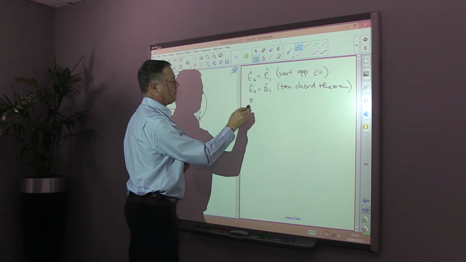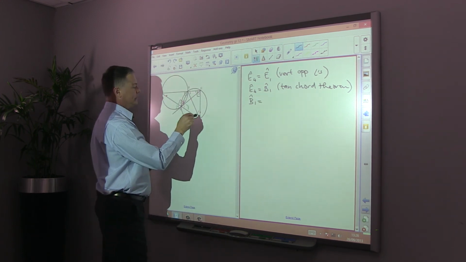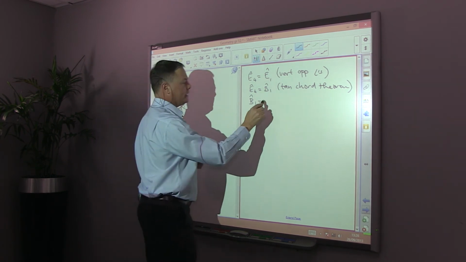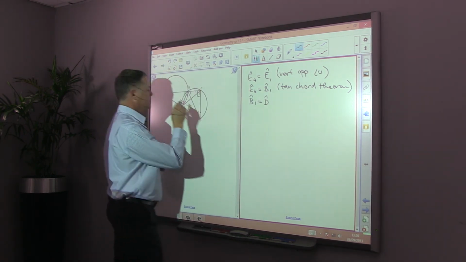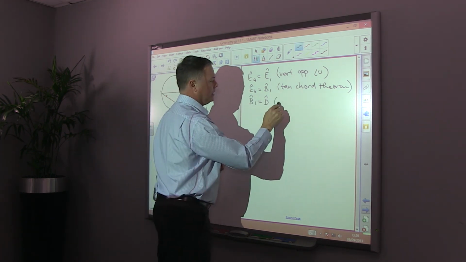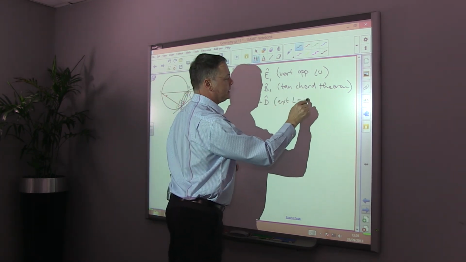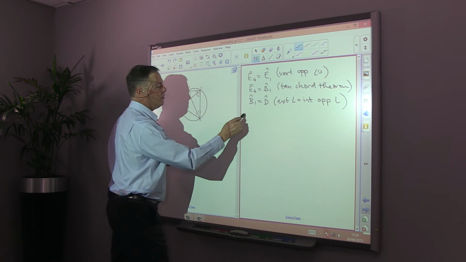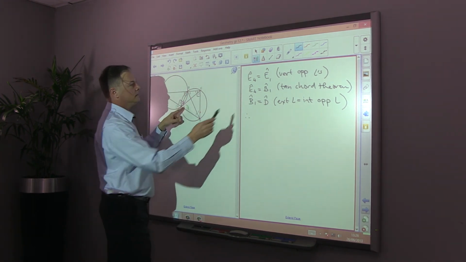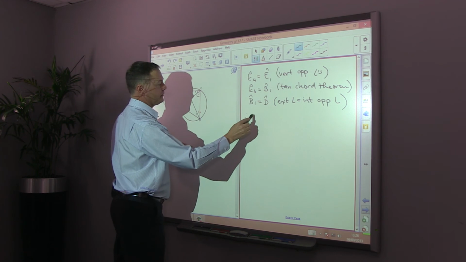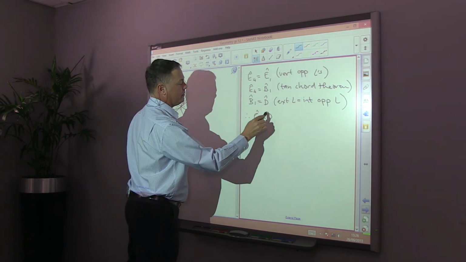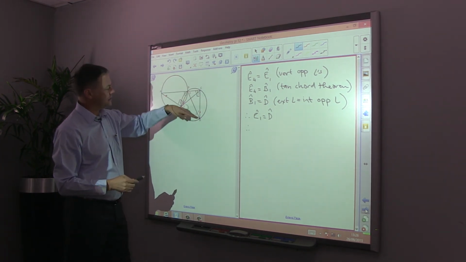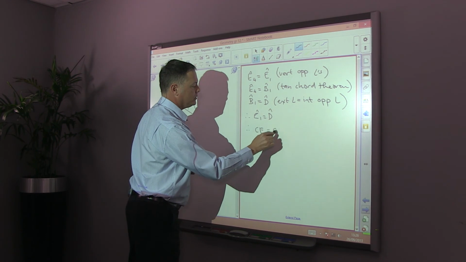B1 is equal to D1 and 2. We can call it angle D because there are no other angles around D. Why? Because it's the exterior angle equal to the interior opposite angle. So therefore, E1 equals D. Therefore, CE equals CD.